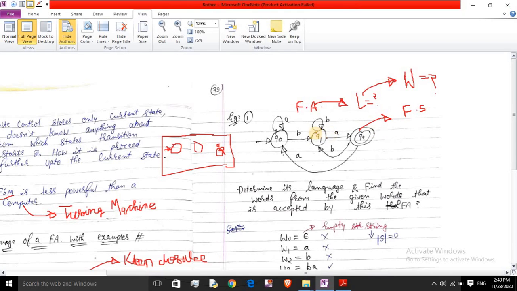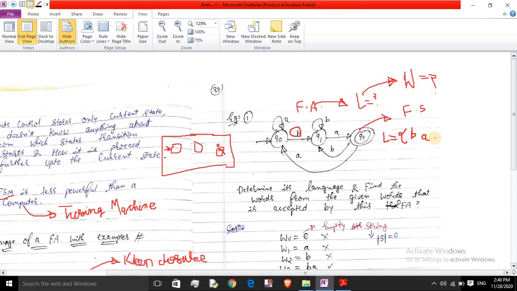Now look at this. On reading the symbol B, we will move to the Q1 state. On reading an A symbol, we will move to the Q2 state. So what words does this language contain? The first word we find is B.